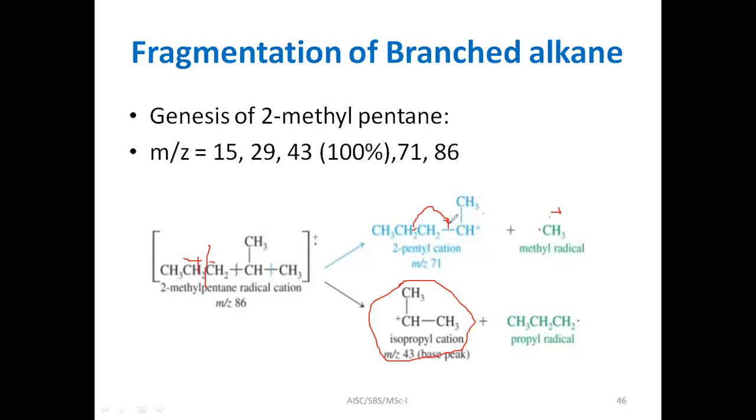and make this CH2 positive with neutral propene group. Okay, that is the daughter to daughter peak. So you get 29 here, like previous hexane. Okay, so by this way one can show fragmentation.